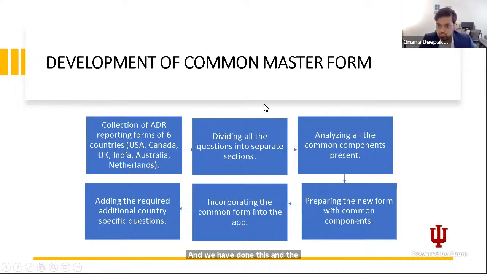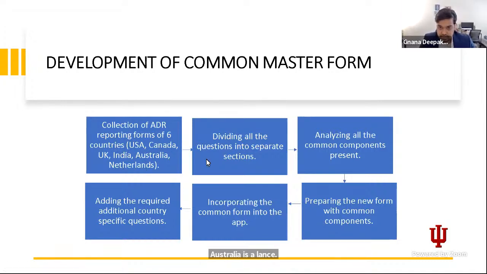As I mentioned, there is the global significance of this project. The steps done for putting together the common master form: the first thing is I selected all the ADR report forms of 6 countries, that is United States, Canada, United Kingdom, India, Australia, Netherlands.